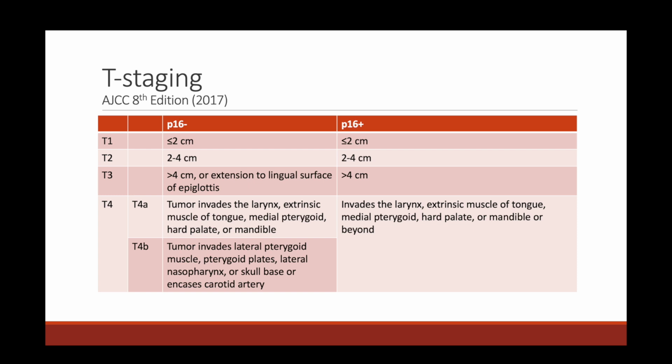And this is fairly similar to what we saw with oral cavity staging, where if it was encasing the skull base or the carotid, it's T4B. I usually try to remember that if it's more soft tissue structures or the mandible, which is right adjacent to that mucosa, then it's T4A. So T staging for P16 negative and positive is fairly similar. Just know that P16 negative has T4A versus B, and P16 positive just calls it all T4.